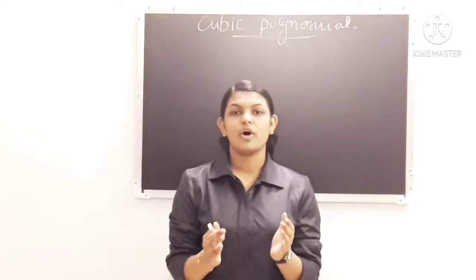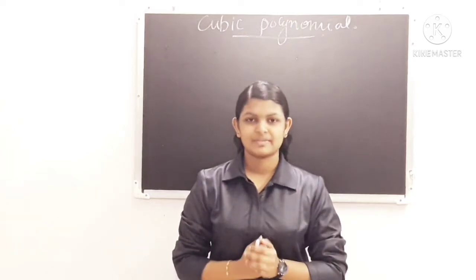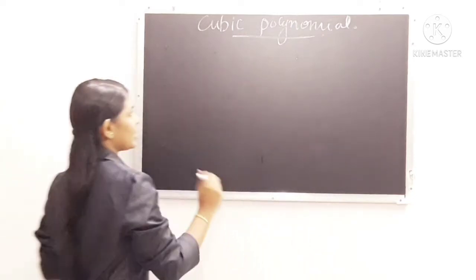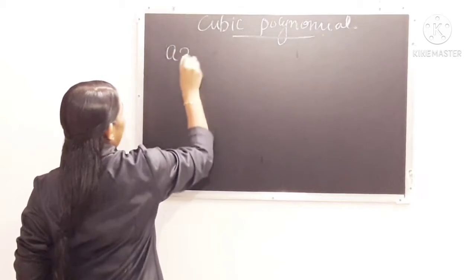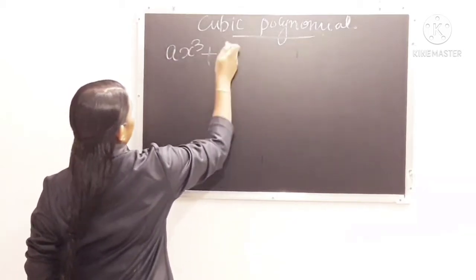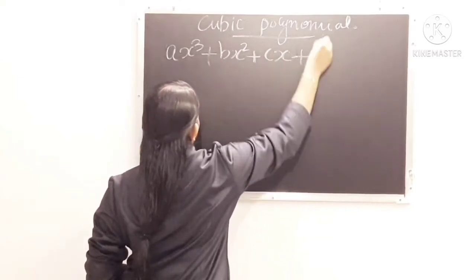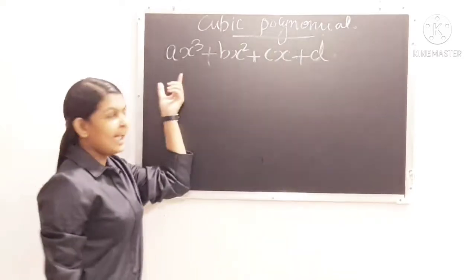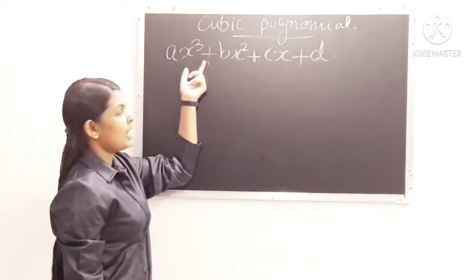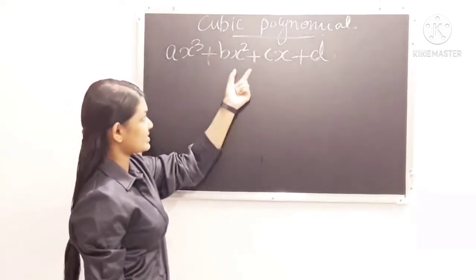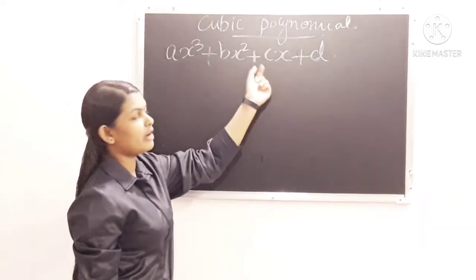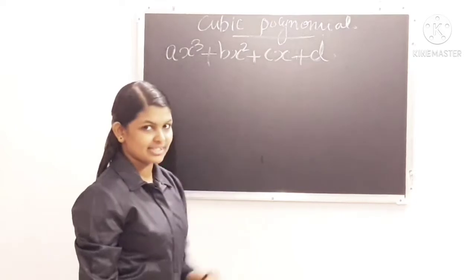What is the general form of a cubic polynomial? A cubic polynomial can be generally written as ax cubed plus bx squared plus cx plus d. Here a is the coefficient of x cubed, b is the coefficient of x squared, c is the coefficient of x and d is the constant term.